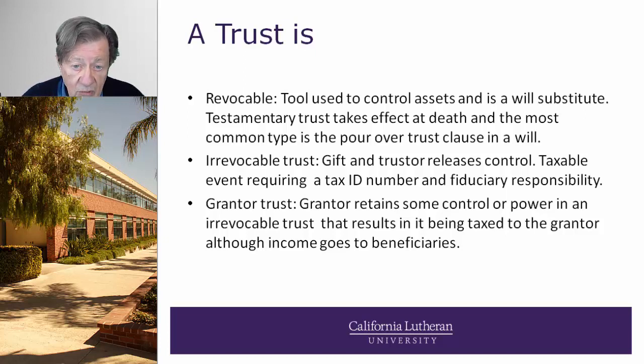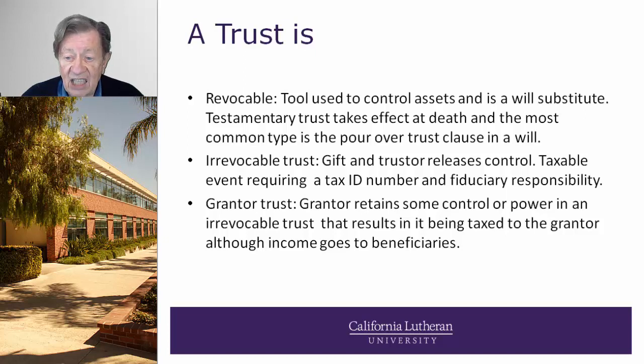In a revocable trust, the grantor has complete control during their lifetime. It's at death where they can't change it. But an irrevocable trust changes immediately as soon as it's made irrevocable. It's a taxable event. The owner has no more assets in it.